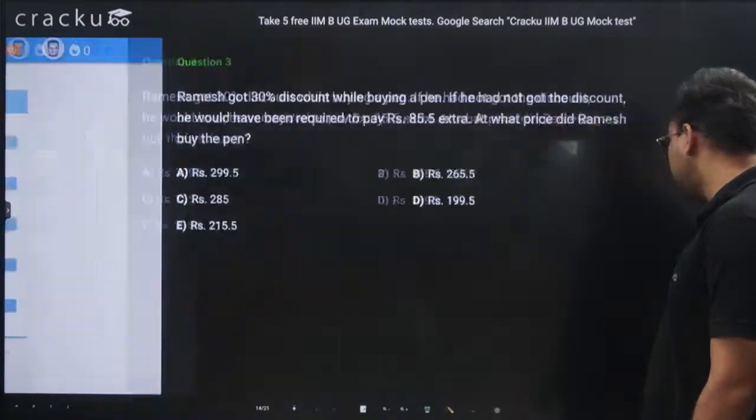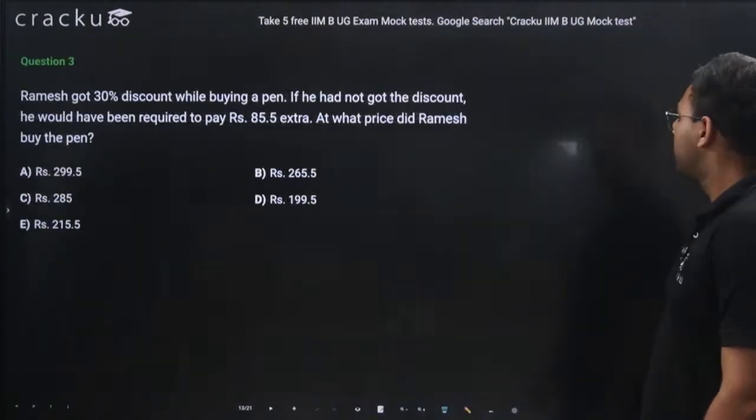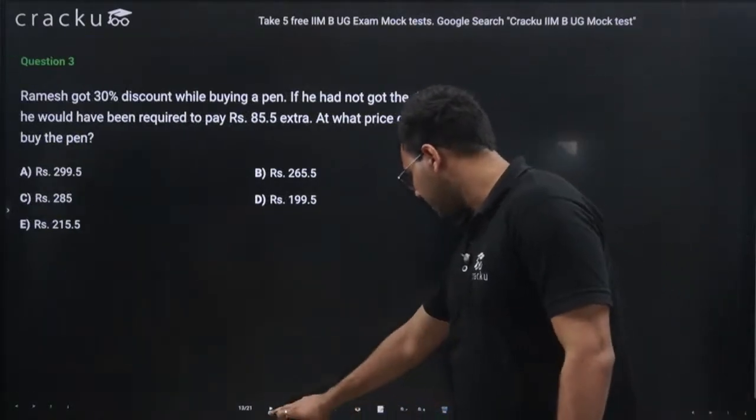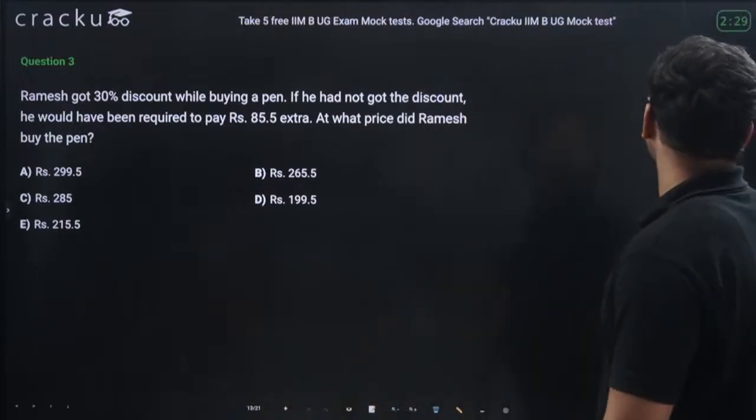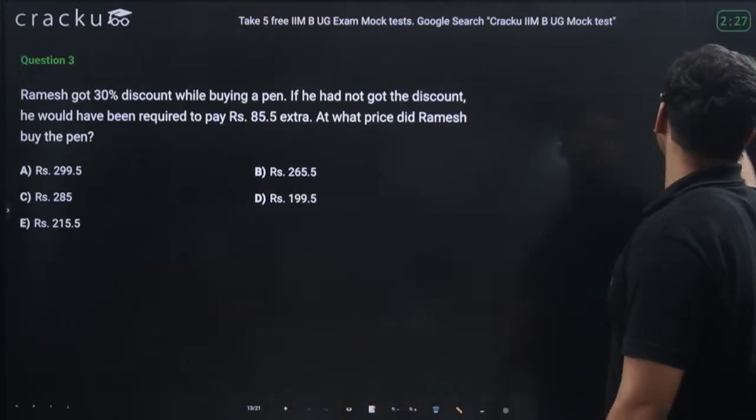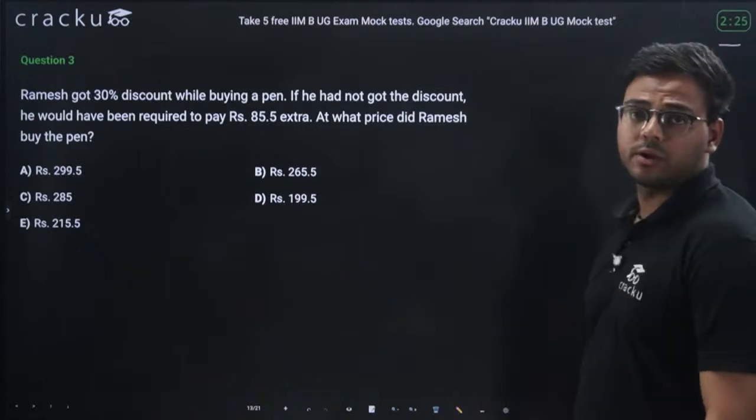So let's move to the next one. We have a question. Give this a try. I have 2.5 minutes to solve this one. Try to solve this in 2.5 minutes.